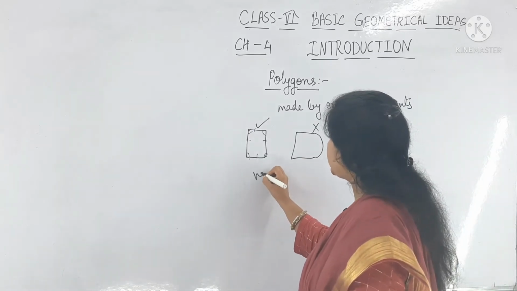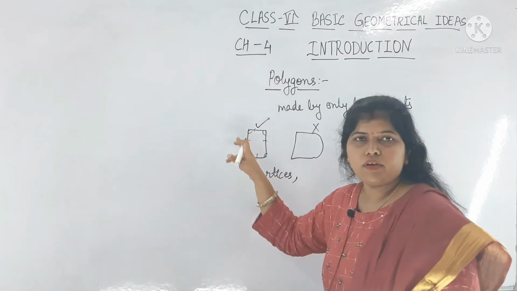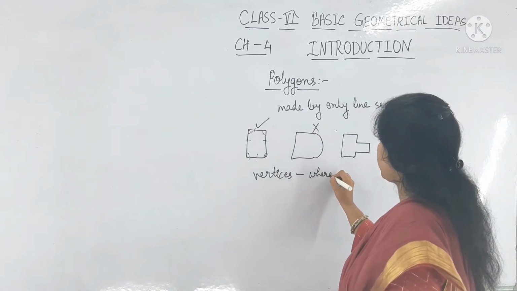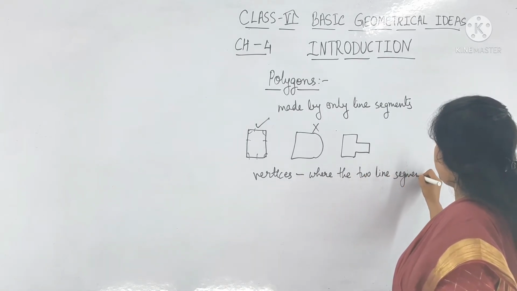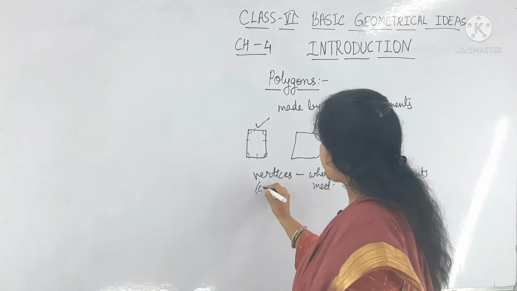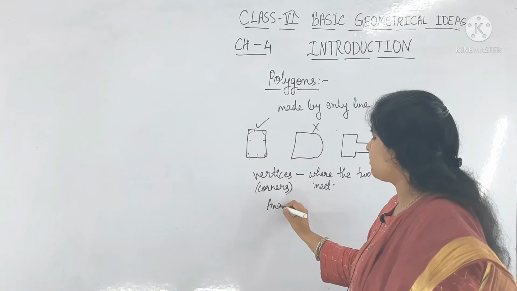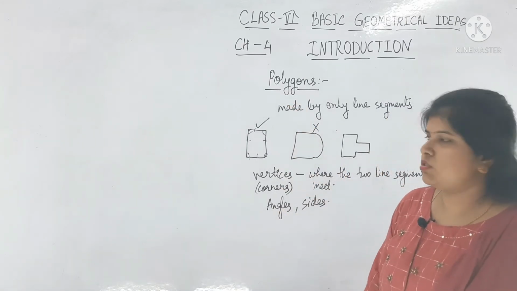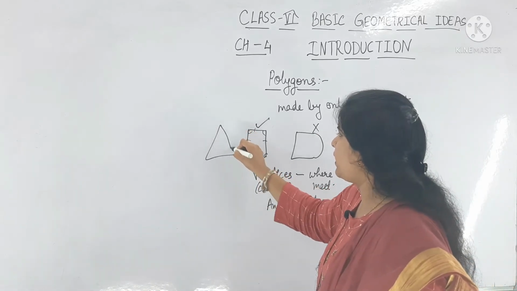Okay, so here we will study the vertices. These are the vertices, the corners where 2 line segments meet. Vertices are where 2 line segments meet. Vertices are also known as corners. Okay, it can be called corners, and we will see the angles and how many sides. Questions can be asked from the polygons. So like this we have the rectangle also, and triangle also, and diagonal also.